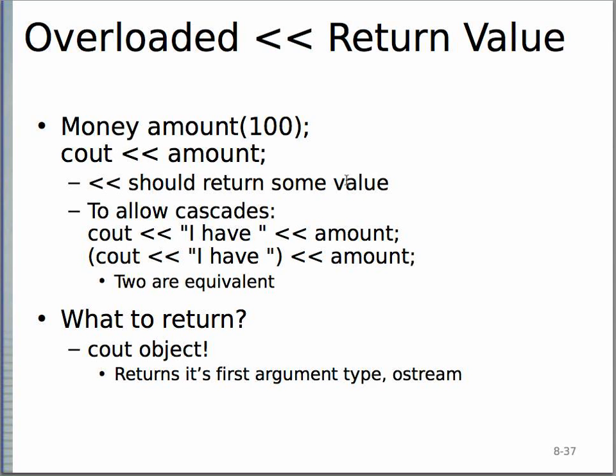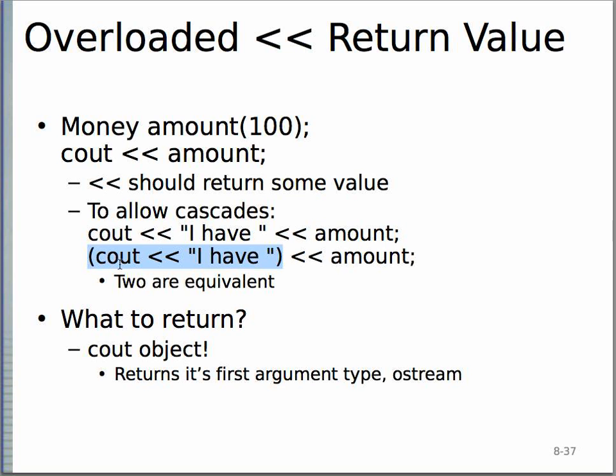And here's another thing that you want to keep in mind. This is a little bit different from some of the other overloads that we've looked at. So what is the return value of this insertion operator? We have to allow cascades. That is, we have to allow things like cout, insert, in this case a string, and then insert an object. And this is equivalent to doing this: all of this couted first, and then whatever object this is, we're going to insert this object.